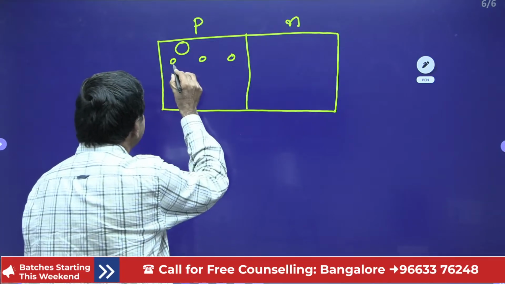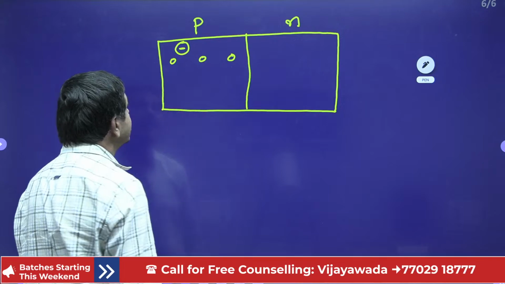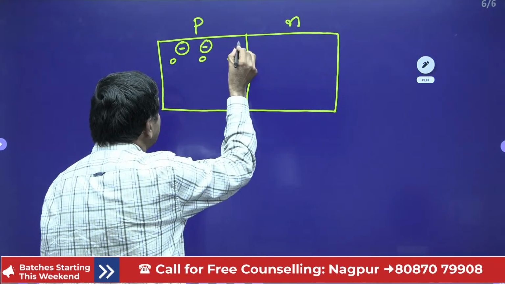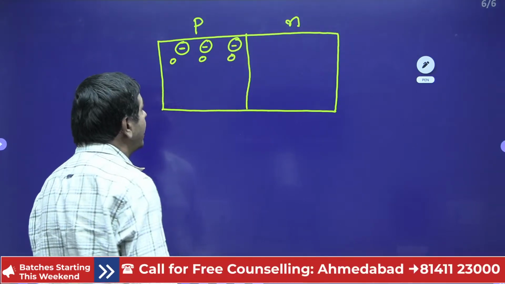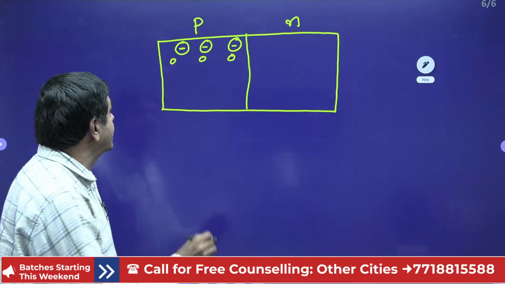Where a hole exists, meaning positive, negative ions are possible here. Hole existing means negative ions. Ions are also possible to neutralize this.